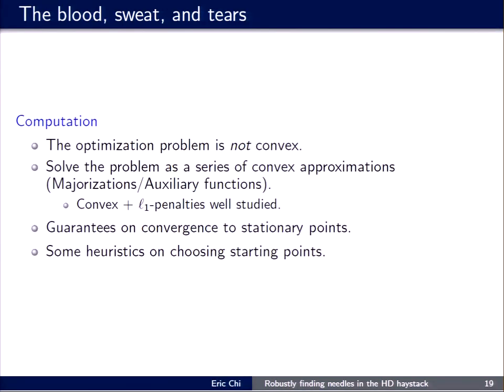Obviously I've skipped over a lot of the details. The hard part about this is working out the computational algorithms. Just one point about that is that when you swap out the loss functions, you're now working with a non-convex problem. So what your goal is then is to solve a series of convex approximations, and then you're kind of back on common ground, but you've created more work for yourself.